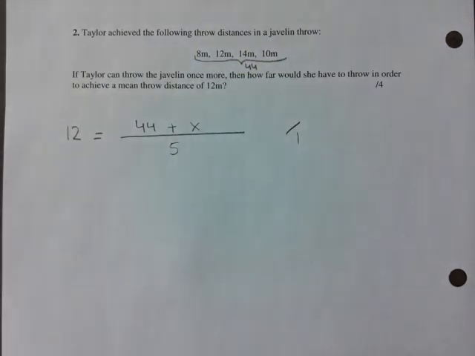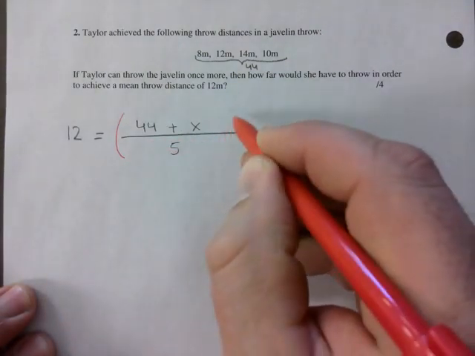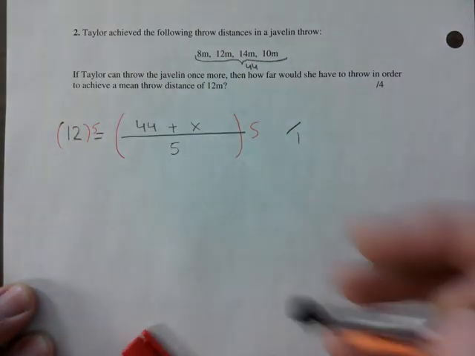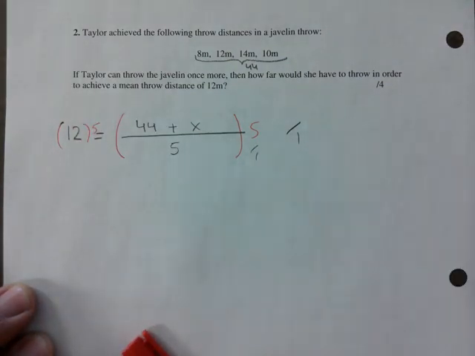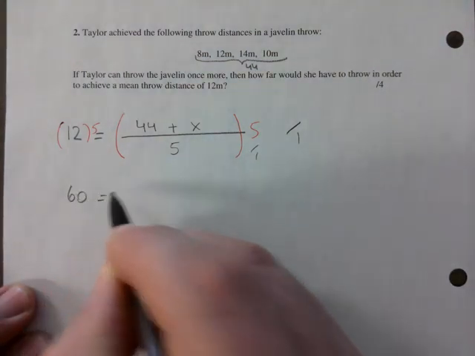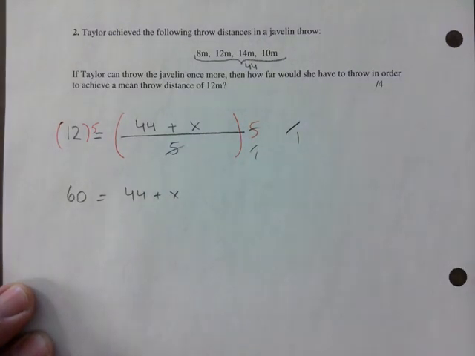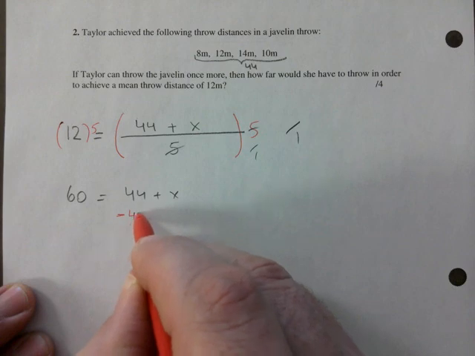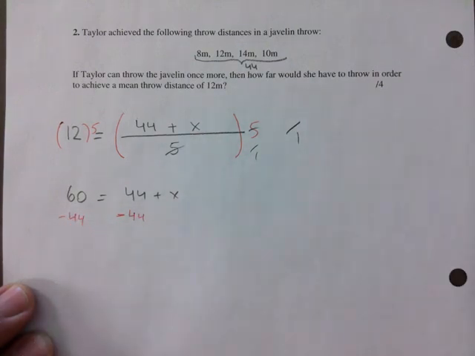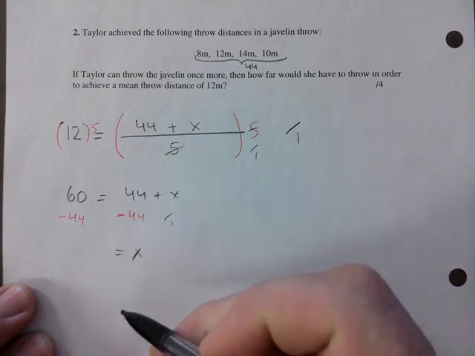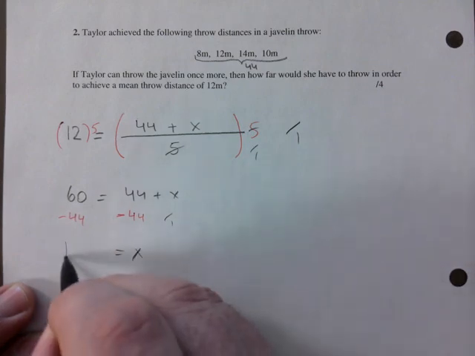I'm going to be very generous today with mark giving, okay? The next one would be multiplying both sides by 5. I would give you a mark for that step, okay? The fact that you're multiplying both sides by 5. So that'd be 60, and this cancels out. This is 44 plus x. Then I give you another mark for subtracting today, okay? That's another mark. So that'd be x is equal to 16 meters.